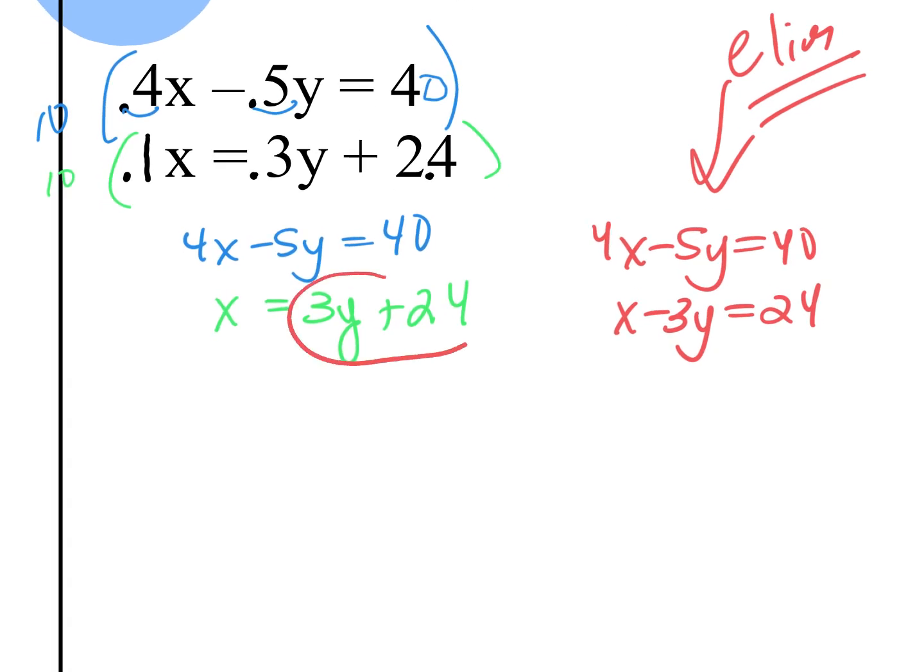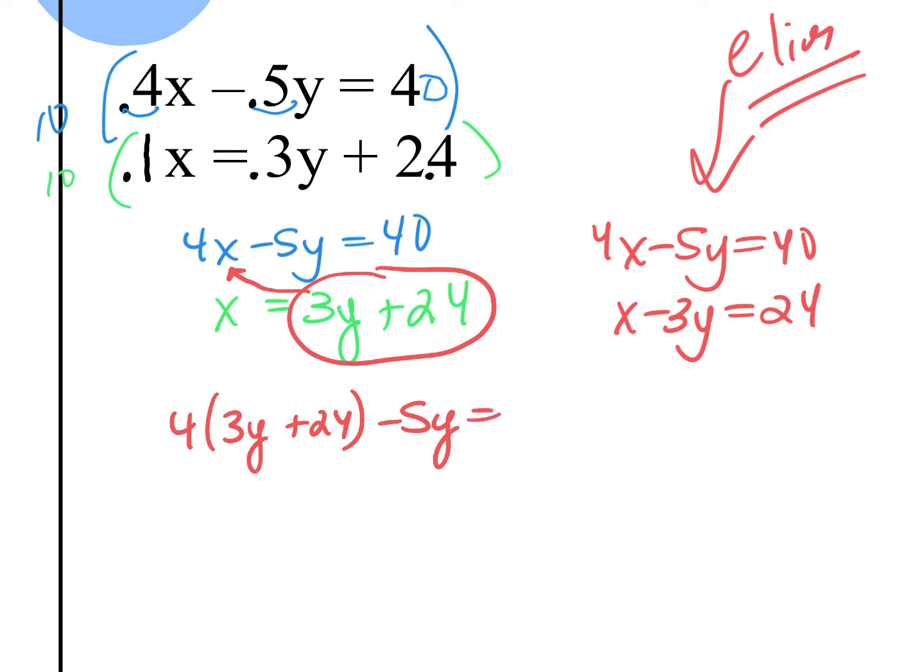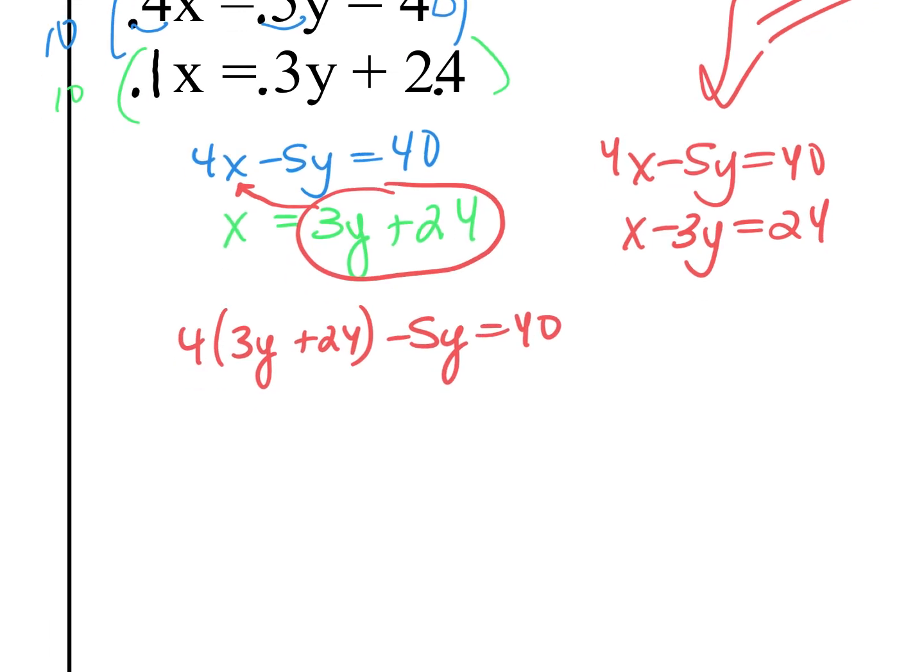So we're going to go like this. I'm going to take this and just put it right there, because it says x equals this. So take this and put it in the other equation. So 4 times 3y plus 24 minus 5y equals 40. What do we do with the 4? Distribute it. Good. So 4 times 3 is 12. What's 4 times 24? 96. All right. Minus 5y.